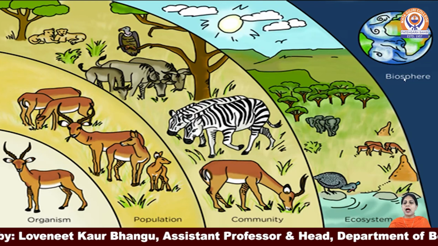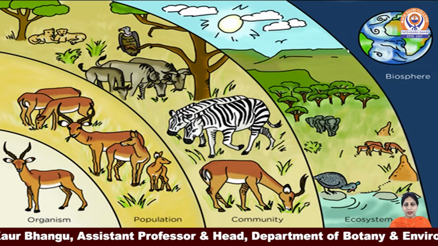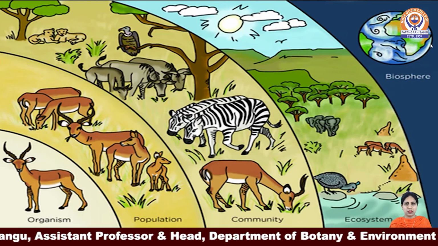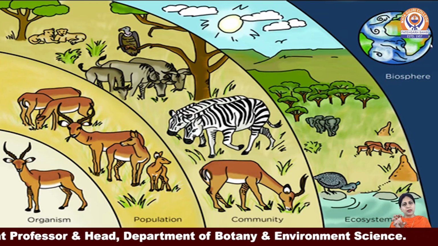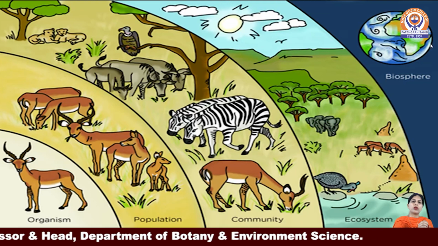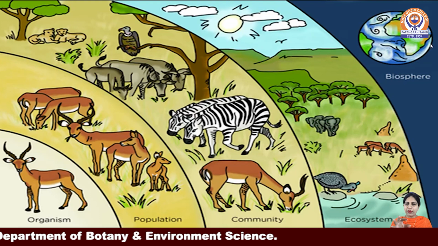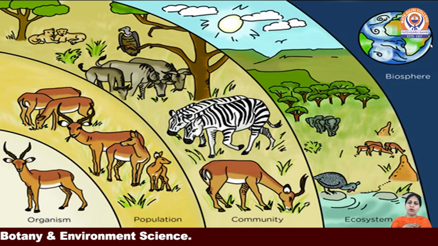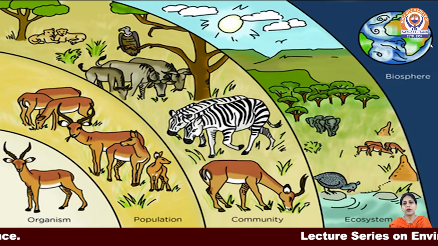And finally the last step is the biosphere, that is the sum total of all the ecosystems. They form a biosphere, or wherever life can exist is included in the biosphere. That is the sum total of the lithosphere, that is life on land, plus life in air, that is the atmosphere, plus life in water, that is the hydrosphere. The sum total of all three constitutes a biosphere. So I hope till here the entire concept of the ecological hierarchy is very clear to all of you.